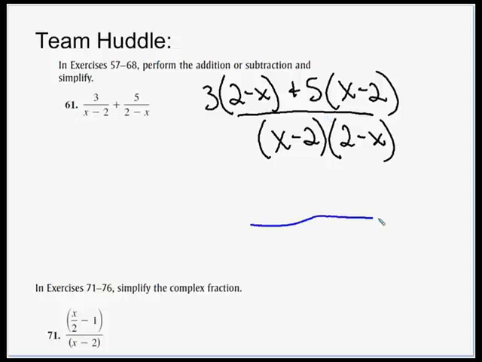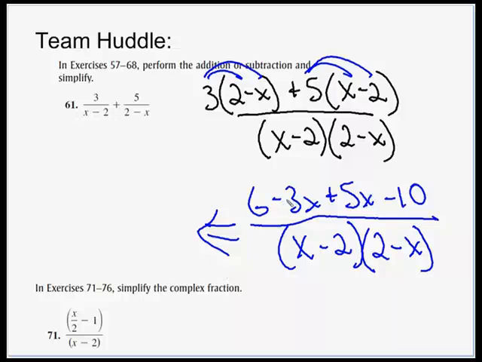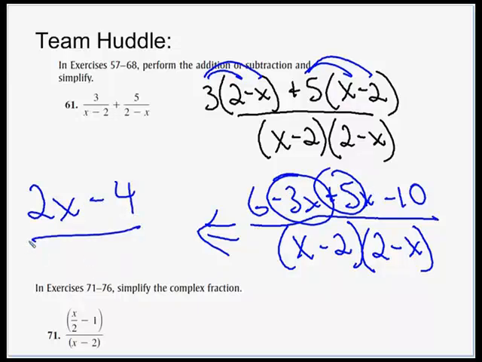In the numerator, try to simplify it a little bit. Distribute the 3. So that'll be a 6 minus 3x. Distribute the 5: plus 5x minus 10 over this denominator, x minus 2 times quantity 2 minus x. I'm going to work over this way. Collect up all our like terms. Minus 3x and 5x is 2x. 6 minus 10 is negative 4. All over our denominator, x minus 2, 2 minus x.